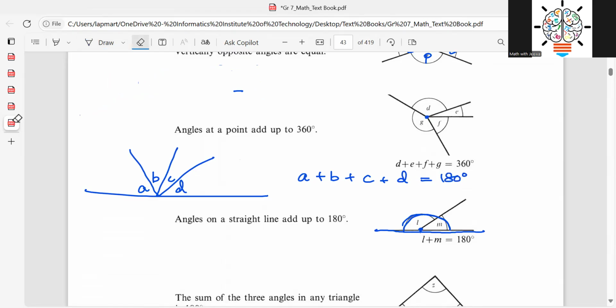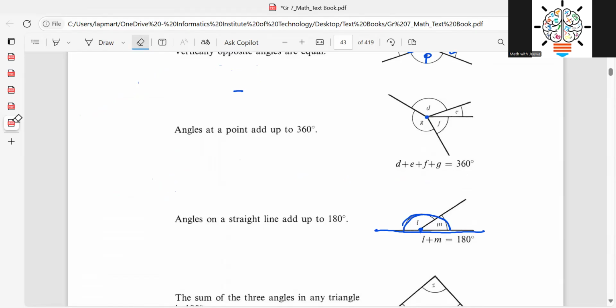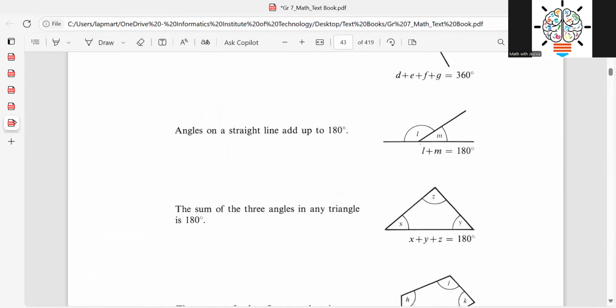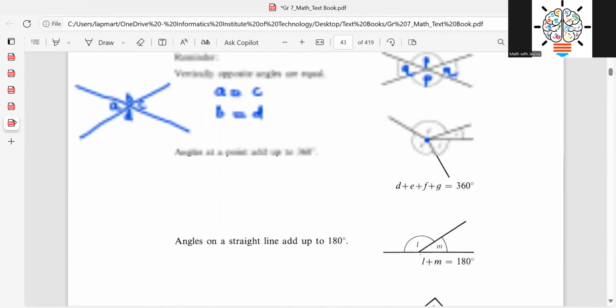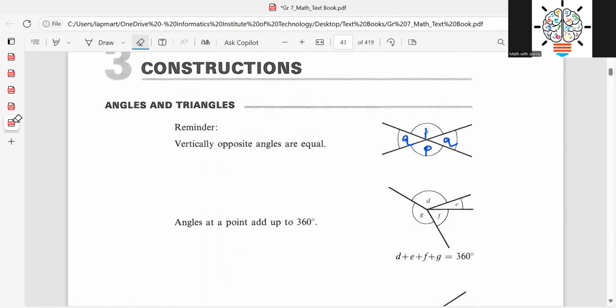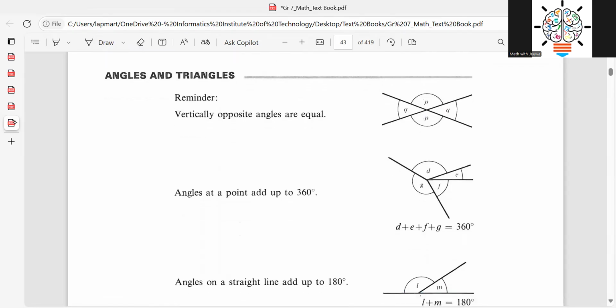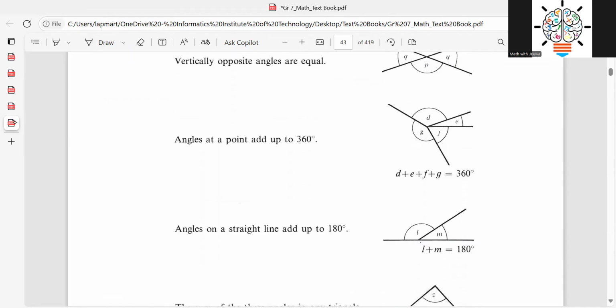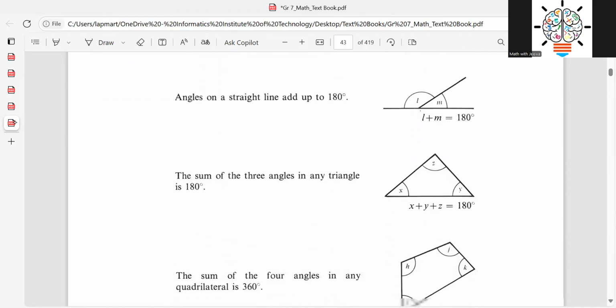So here, the first theorem we learned is that vertically opposite angles are equal. The second theorem we revised is that the angles at a point add up to 360. The next one, angles on a straight line add up to 180. You want to take your theory book and make a note of all these concepts, children, right? So, angles and triangles. This is a kind of revision of things you learned in grade 6, but you should consider this a revision session and copy down the notes.